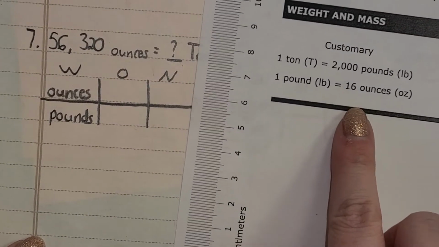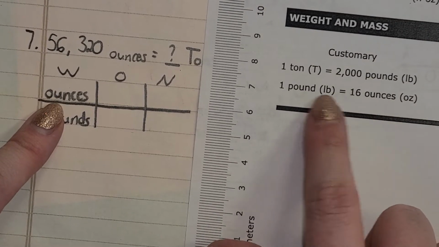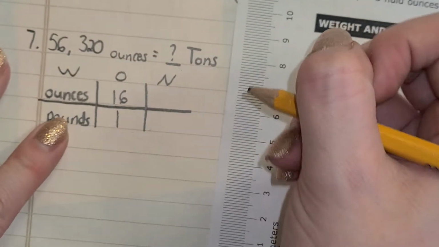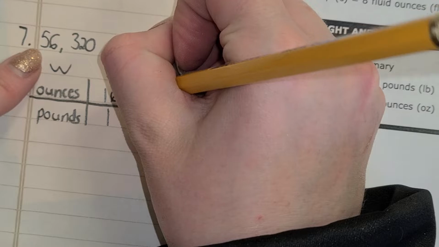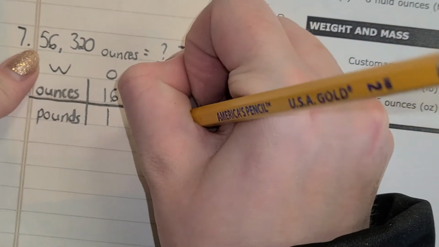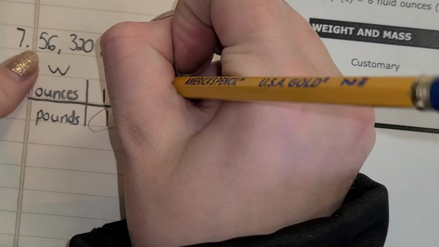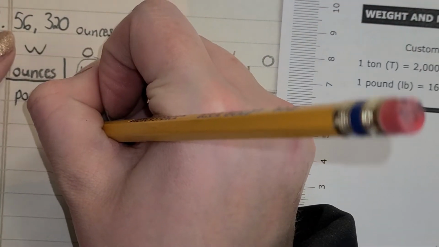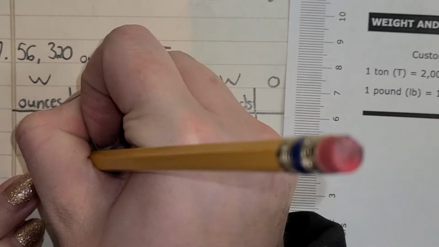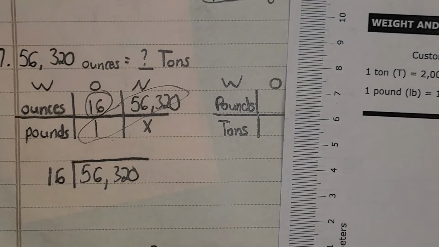Your original is always the rule from your paper. So we have 16 ounces for every 1 pound. So I'm going to write 16 ounces to 1 pound. And what I'm looking for is how many pounds are in 56,320 ounces. If you cross multiply, anything times 1 is itself, and then we would divide by 16. So you need to come down here and do 56,320 divided by 16.